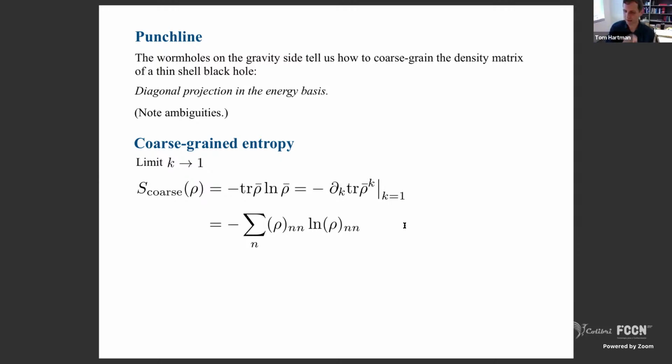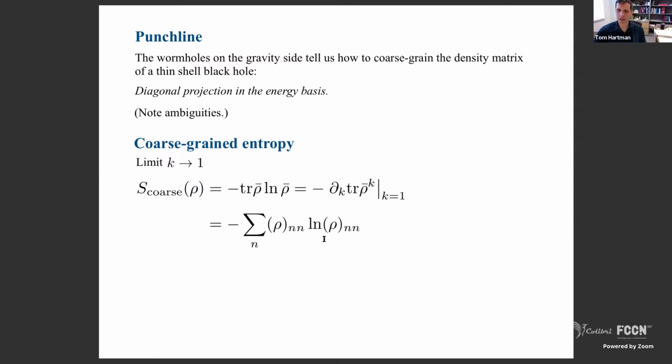So if we look at the entropy, if you can calculate trace rho bar to the k, then the standard replica method tells you that you can also calculate the entropy of this coarse-grained state, because that's just the replica partition function for k near 1. We just take this derivative near k equals 1 that gives us the von Neumann entropy, not of the original state, that would be 0, but of the coarse-grained state.